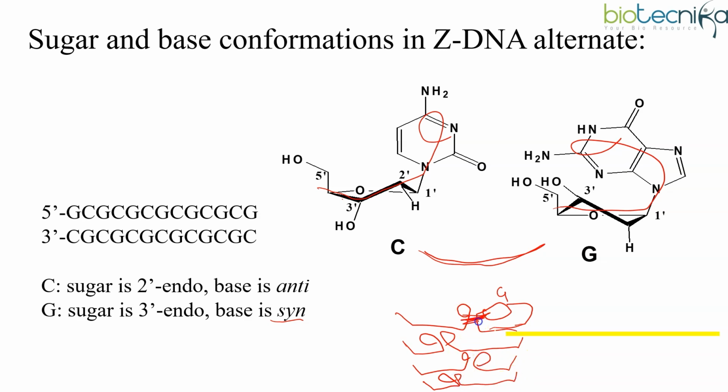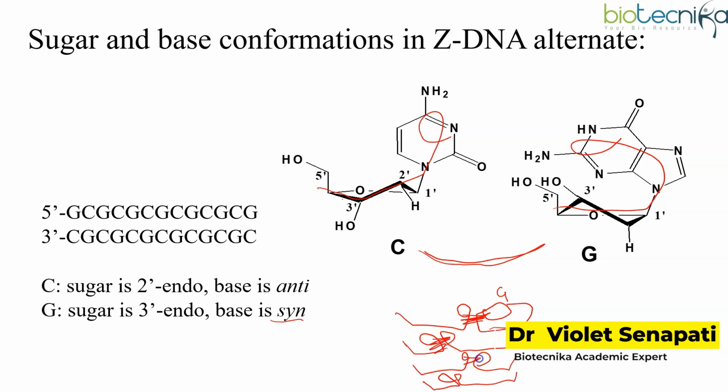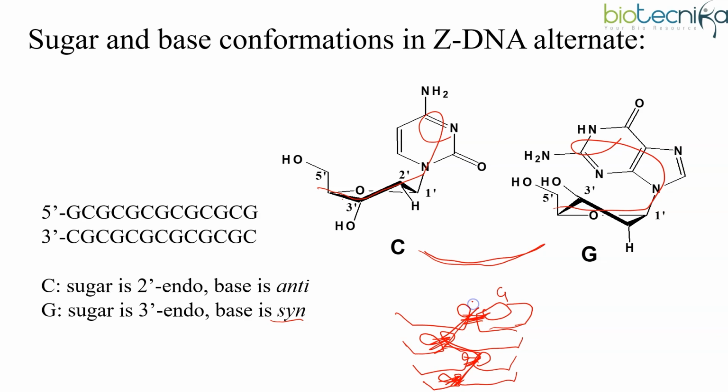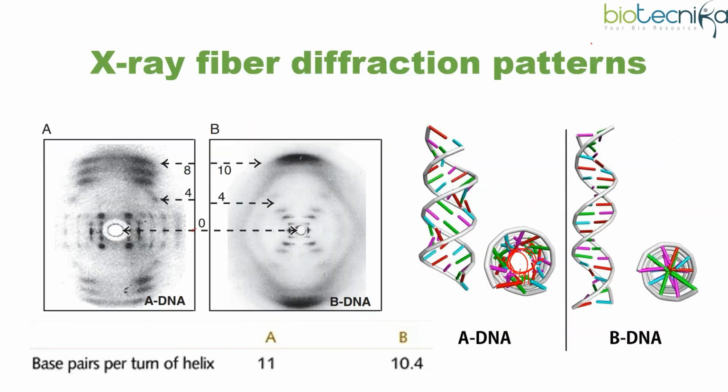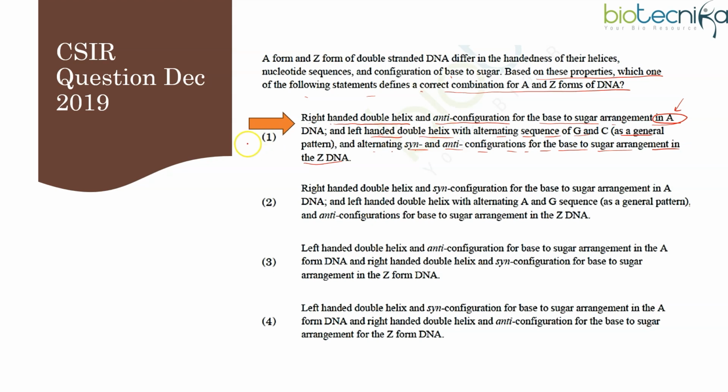So you can see here is the base pair, here is the base pair, here is the base pair, and here is the base pair. You can see a typical Z form. That is why we have the Z DNA. So this explains why option 1 is right over here. It's a right-handed double-handed helix.